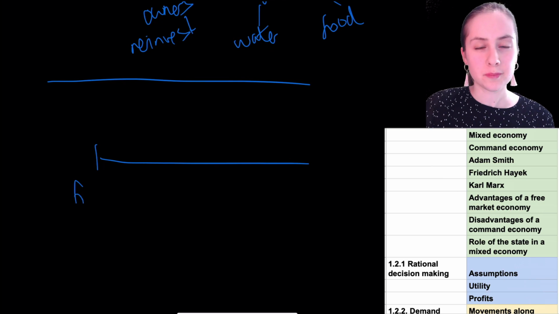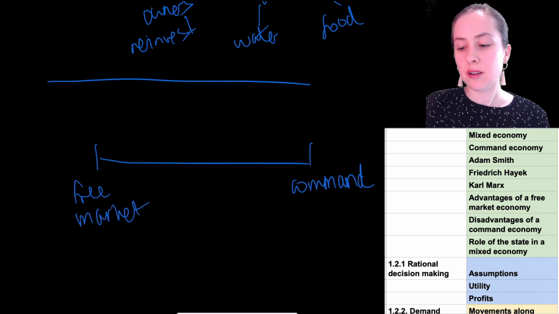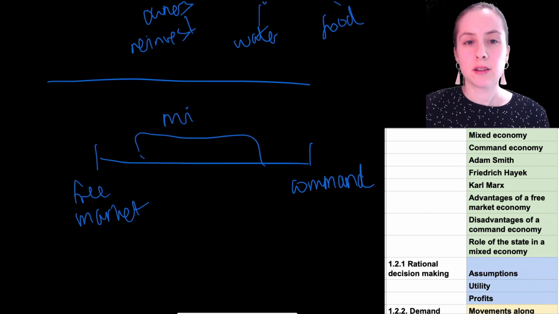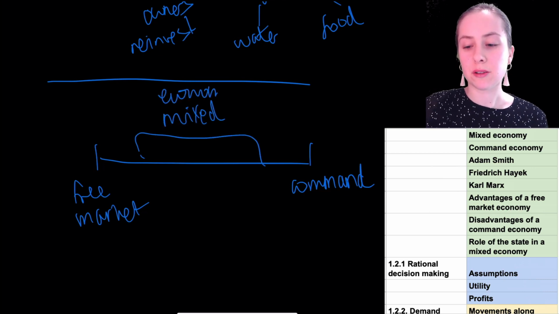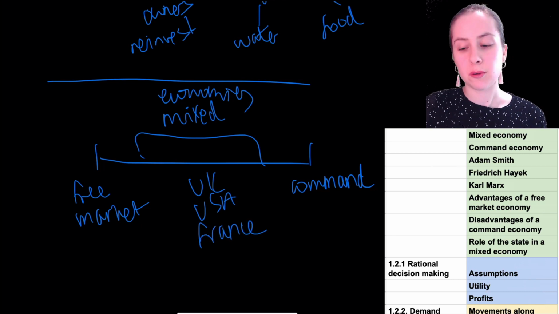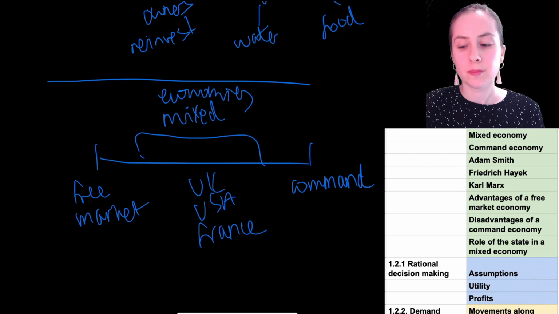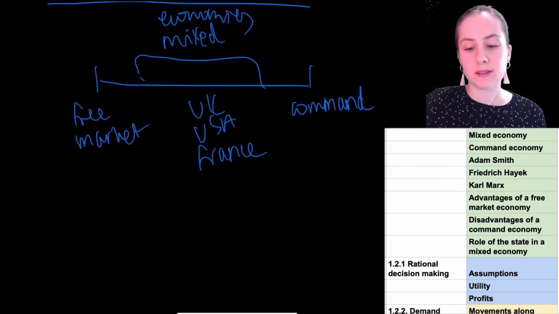Types of economies. You've got polar opposites, free market economies and command economies. You also have somewhere in the middle, mixed economies. Most countries in the world are mixed economies, including the UK and including the USA and France. Some are more free market, some are more command. Each of these have costs and benefits.